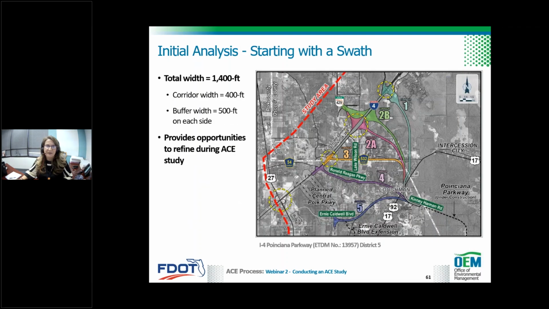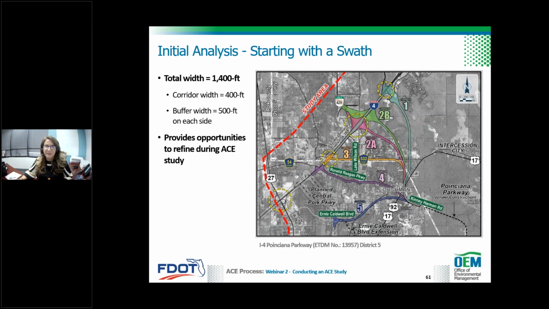Next slide. So here we're showing the I-4 Poinciana Parkway. The corridor width for this particular study was based on 2 things. They had a projected typical section that was 400 foot wide, and then they used 500 feet on either side to buffer the typical, providing for a 1,400 foot wide corridor width.